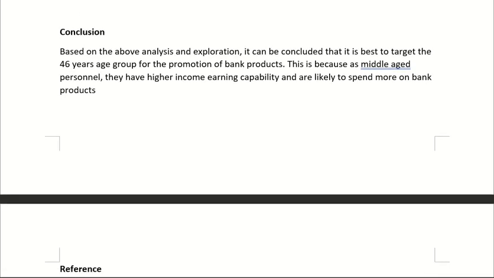Conclusion. Based on the above analysis and exploration, it can be concluded that it's best to target the 46 years age group for the promotion of brand products. This is because as middle-aged personnel, they have higher income earning capability and thus are likely to spend more on products.